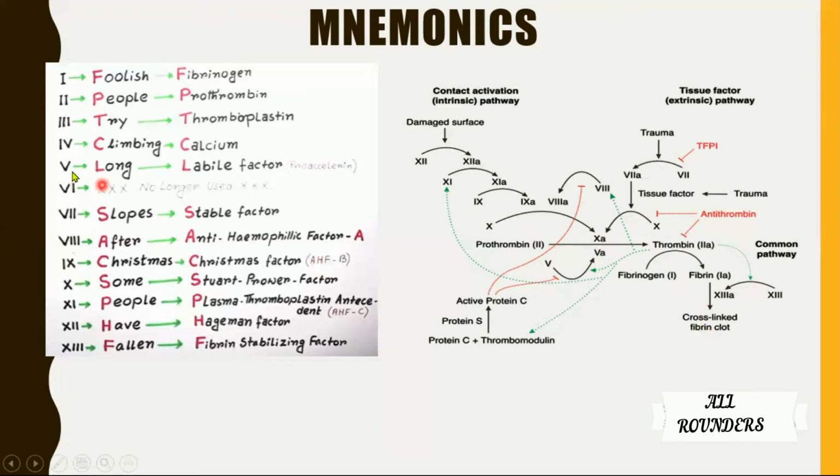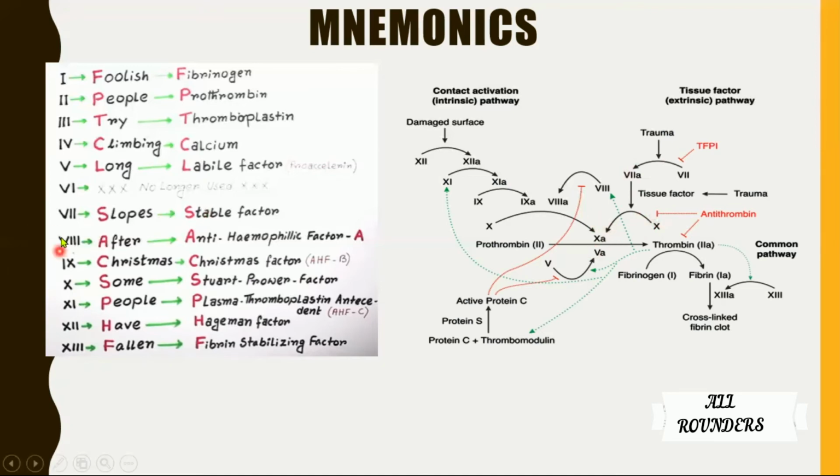Similarly, factor number 5 is L, that is labile factor. This labile factor is very important to convert prothrombin into thrombin. Similarly, we have factor number 6, which is no longer in use. I have already said about factor number 6 in the video. Similarly, factor number 7 is stable factor. This factor is also tissue factor, known as tissue factor 7, and it is also essential to convert factor number 10 to its activated form.